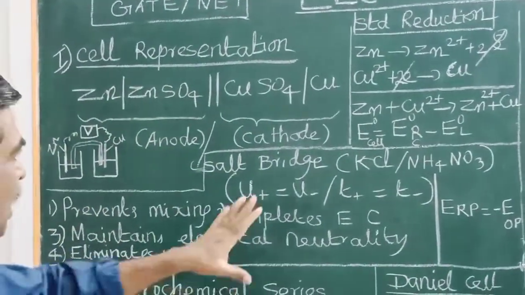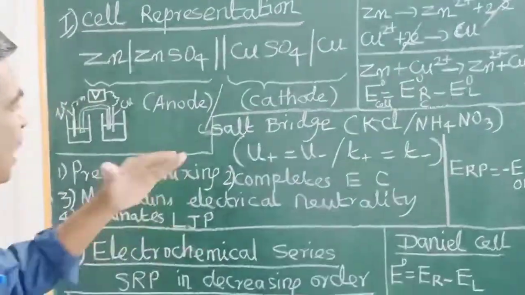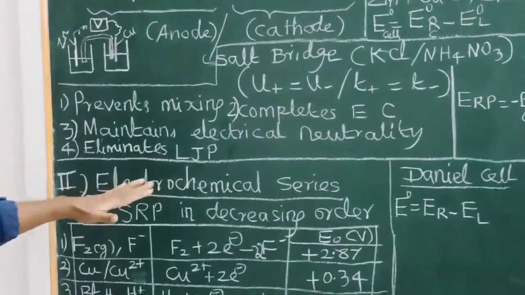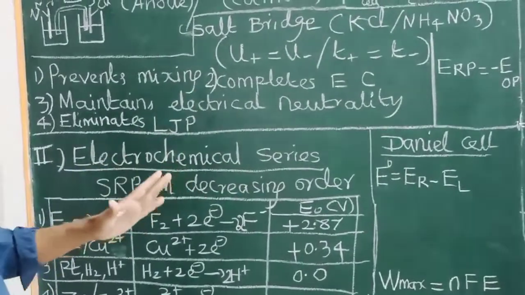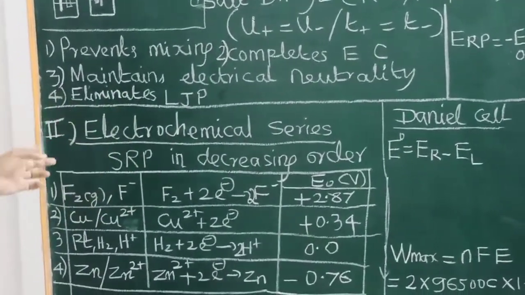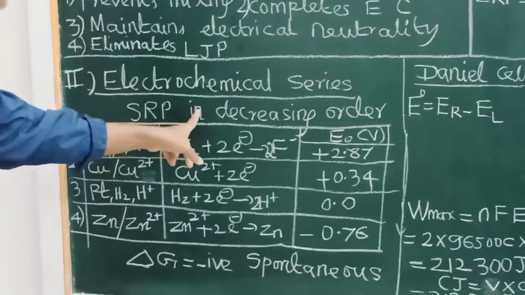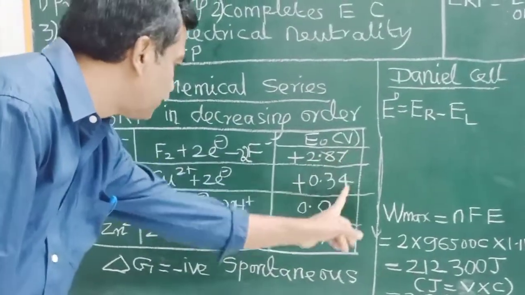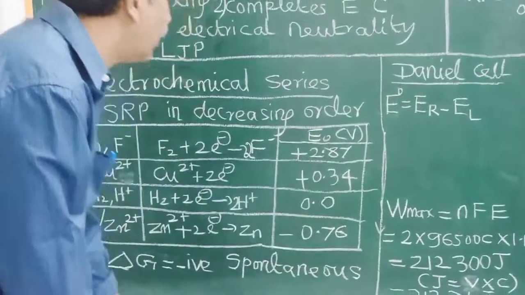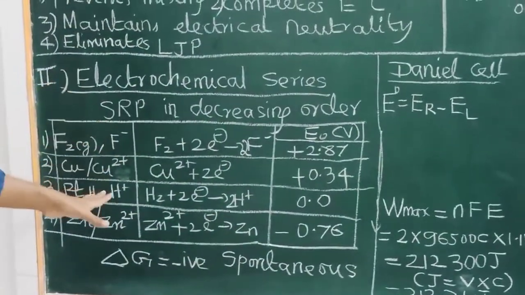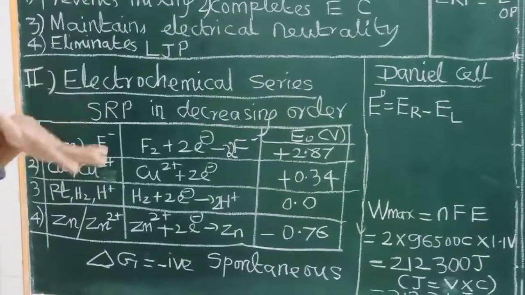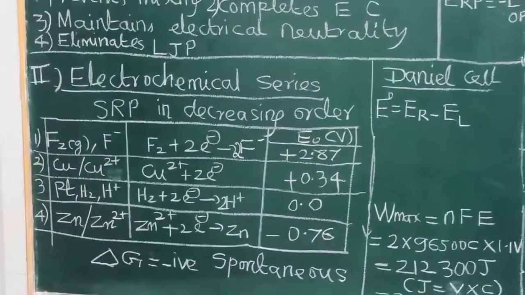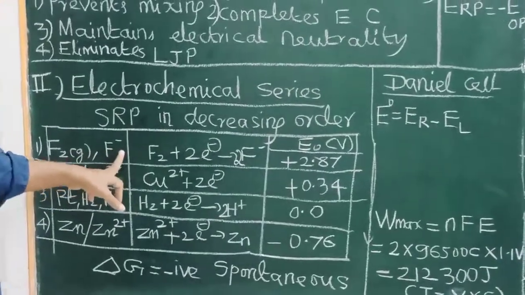Now we will calculate. Before we calculate the EMF of the cell, we will go to an important topic: the electrochemical series. What is the electrochemical series? The values of standard redox potential are arranged in decreasing order, starting from plus 2.87. This is called the electrochemical series. Several questions are asked based on this, and it is an important concept. For example, fluorine is at the top.